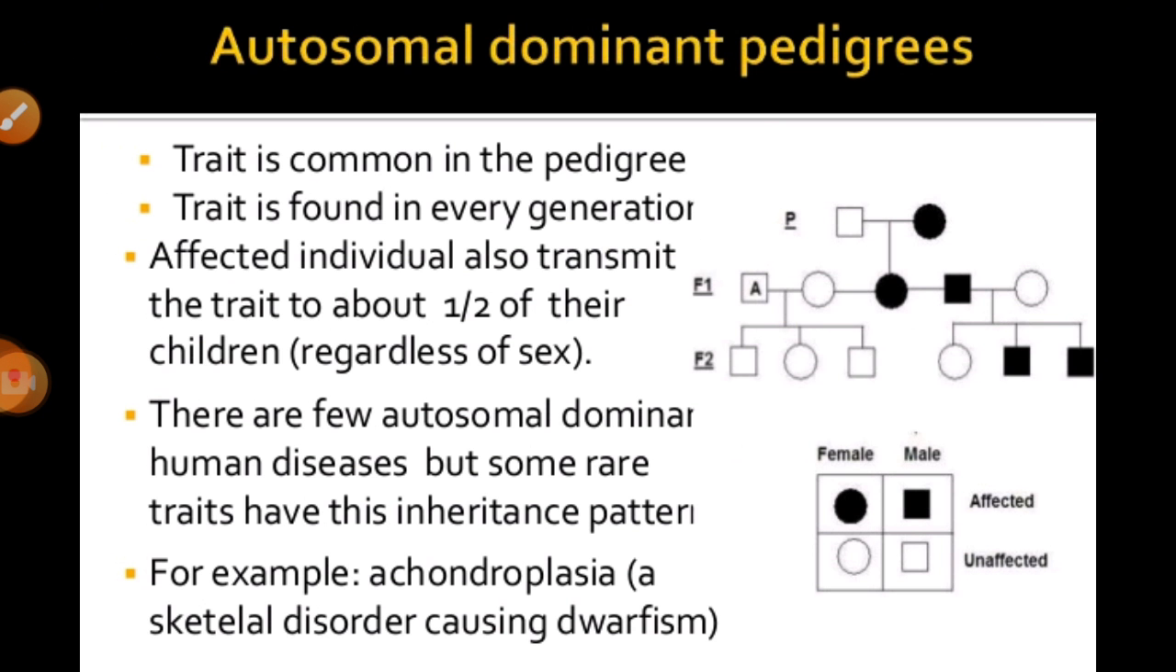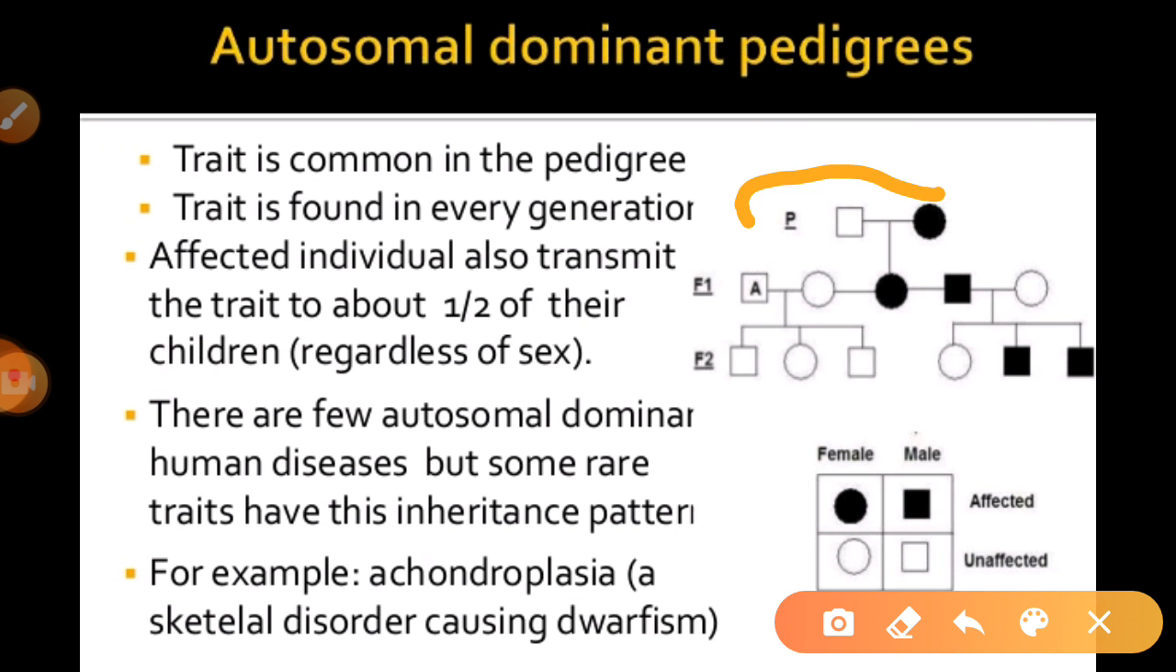Evenly, we can say the affected individuals also transmit the trait to about half of their children, meaning whatever parents are affected will transmit it to at least half of their children. As you just saw in the first diagram, suppose these are the affected parents, so 1, 2, 3 and 4 are the offspring of this pair. You can see half of the organisms are affected over there, so we can say these can be the characters of the autosomal dominant.